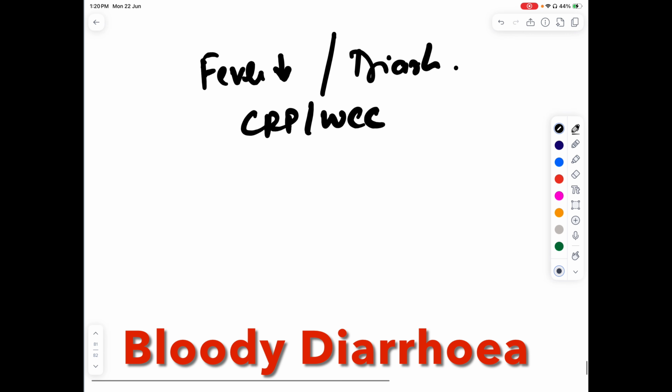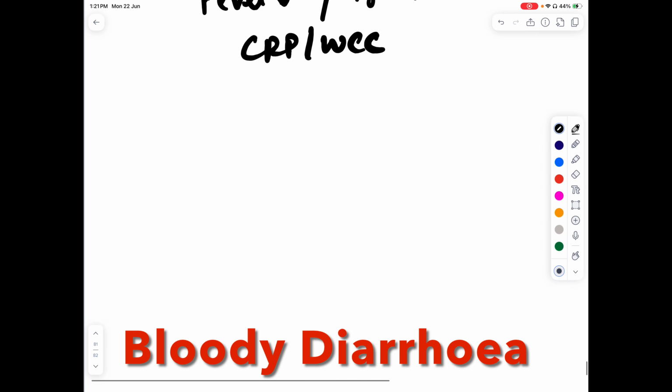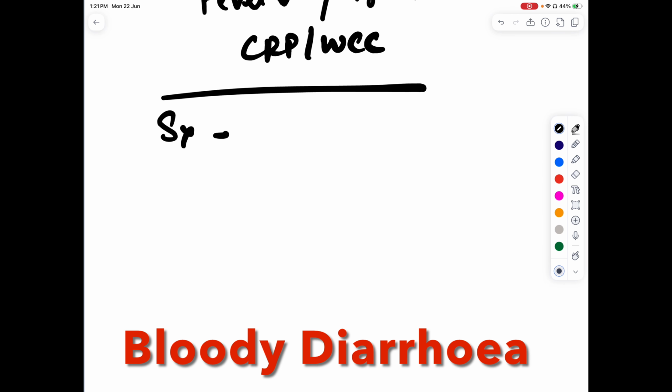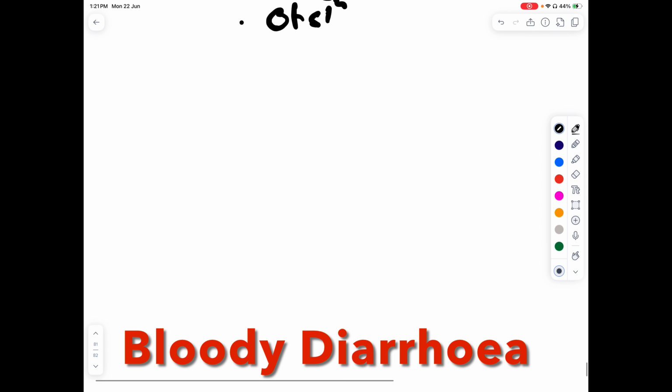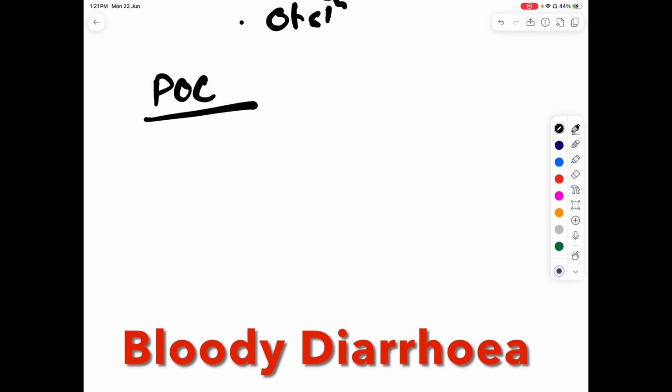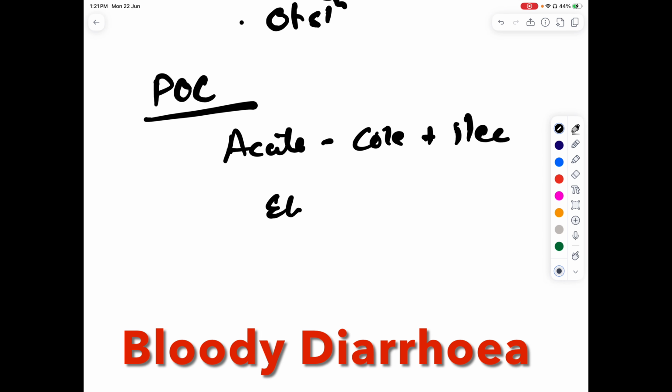If the cause of diarrhea is ischemic bowel disease, when would surgical intervention be an option? Surgery is required when there is toxic megacolon, colonic bleeding which is not stopping, perforation, or obstruction, either from cancer or benign. So what is the procedure of choice? Acute: colectomy plus ileostomy; elective: panproctocolectomy and ileostomy.